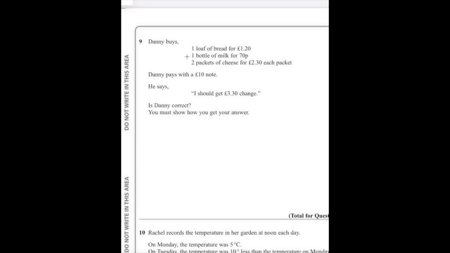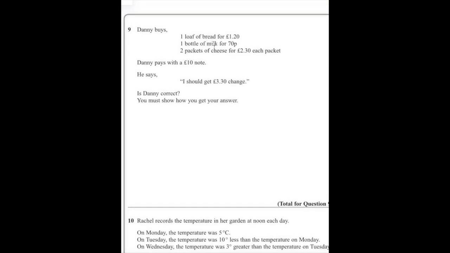The next one, Danny buys 1 loaf of bread for £1.20, 1 bottle of milk for 70p, 2 packets of cheese for £2.30. Then he wants to pay with a £10 note. And he says he should get £3.30 change. So first off, we'll work out how much it all costs altogether. You've got 1 loaf, that's £1.20, 1 bottle of milk, that's 70p, and then 2 packets of cheese, £2.30 times 2, which is £4.60. Just the 2 packets, £4.60.